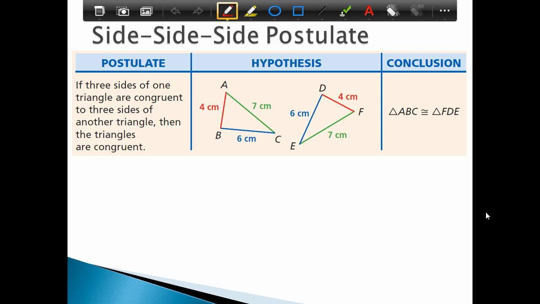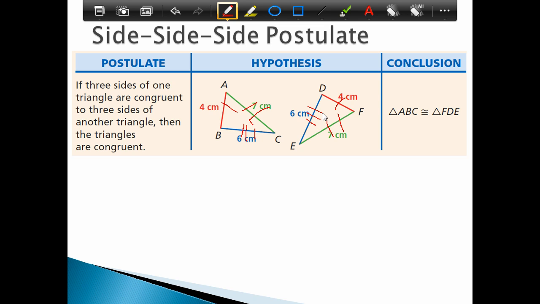So we've got, on our little triangle there, AB is congruent to DF. AC is congruent to EF. And then, of course, we've got BC is congruent to ED. So you can see that we have three different pairs of sides that are congruent.